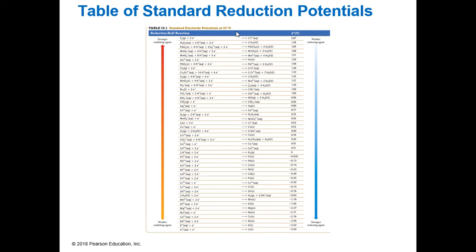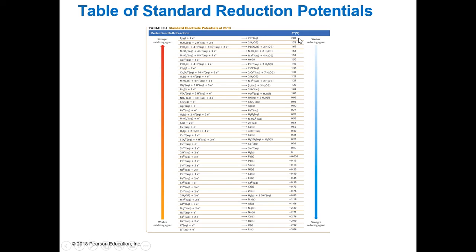So here is our table. Let's take a look at this table. Anything at the top wants to be reduced. It is the stronger oxidizing agent, okay? So here we go. We got fluorine. Fluorine does not want to be a gas. It would prefer to reduce, right, into F minus, okay? These are all reduction reactions, okay? Reduction is the gaining of electrons. So you can see every single one of these is gaining electrons. So these are all the reduction reactions.